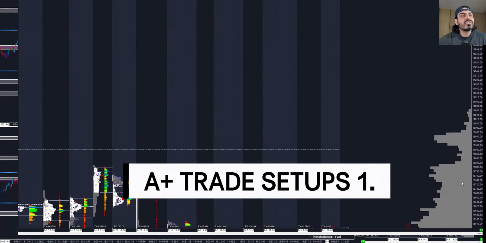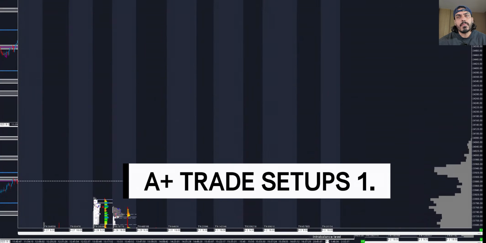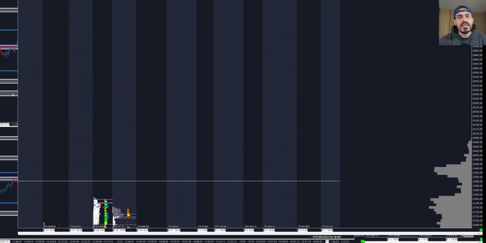Setup number one is going to be a continuation-based trade, right? It's going to be a pullback. We're going to be trying to follow the trend with this move. Pullbacks, in essence, are probably the easiest trade setup that traders can understand. It's generally finding the strength of the move and trying to follow it.